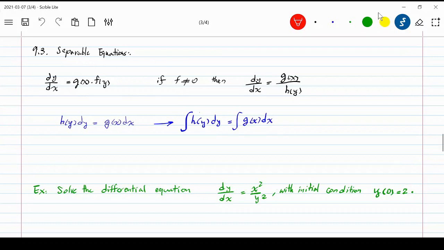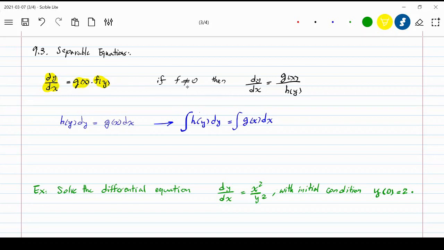If we have a first order derivative, dy over dx, equal to a product of two functions, a function of x multiplied by a function of y, then we can call this a separable equation because the two functions are separated. They're not interconnected within each other. Assuming that f is not 0, because if f is 0, then you have a derivative equal to 0, which basically means that the original function was a constant.